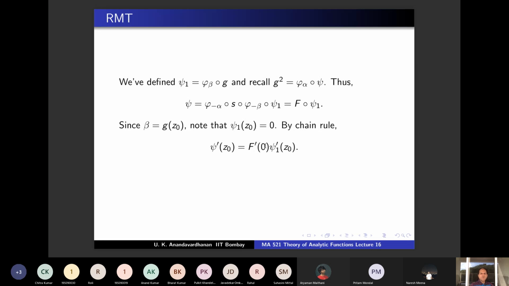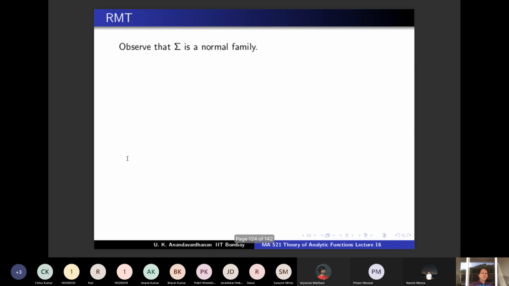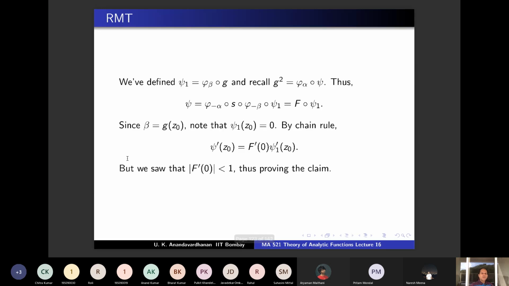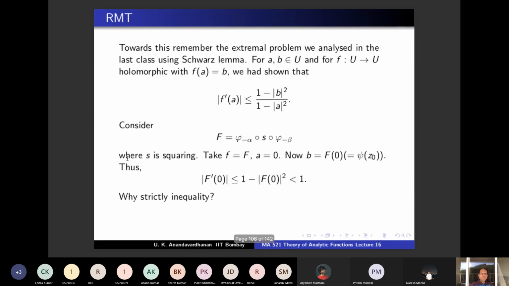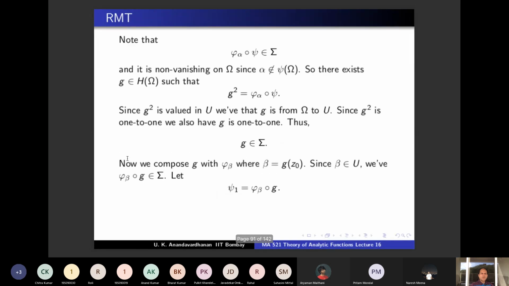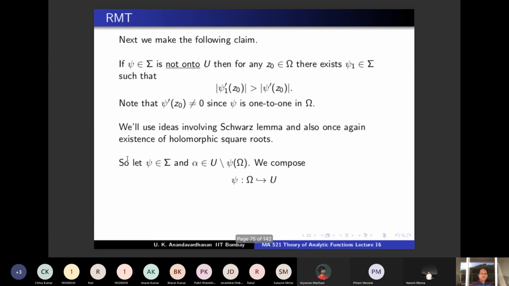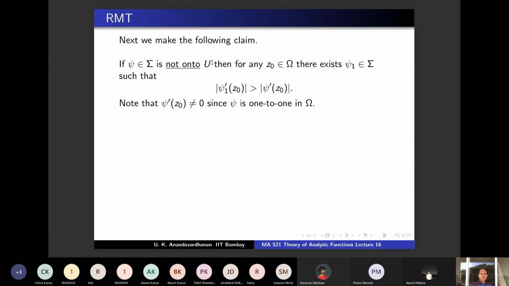And you are done, because mod of F prime 0 is strictly less than 1. So you have shown that mod of psi prime z naught is strictly less than mod of psi 1 prime at z naught. That's what we wanted to show. Okay, so Schwarz lemma ideas are used in order to get this claim. There is a claim, this claim. If psi is not onto, then for any z naught, there exists a psi 1 such that modulus of psi 1 prime at z naught is strictly bigger than modulus of psi prime at z naught.